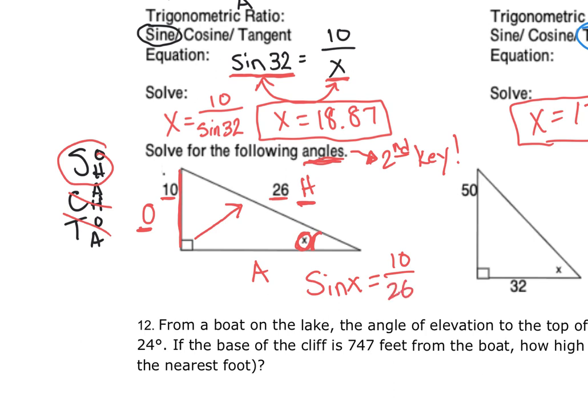And from here, we type this into the calculator. So I'm going to say it one time, just make sure you understand how to do this. You're going to type second sine, and then put your fraction, 10 divided by 26, and then you hit enter. Upon doing that, your answer is 22.62 degrees. That's the measure of that missing angle x.